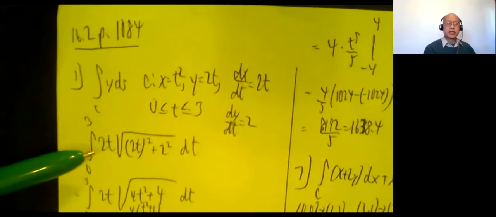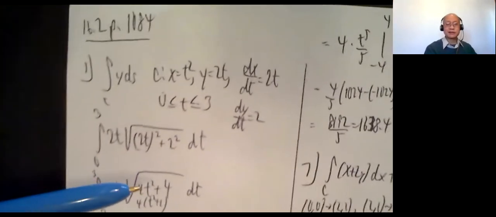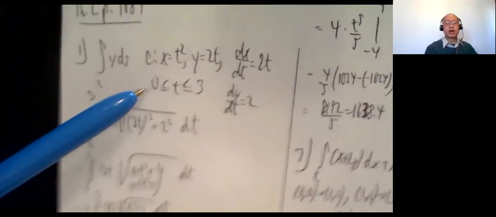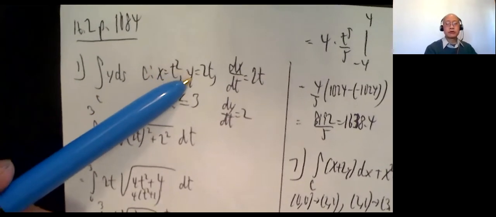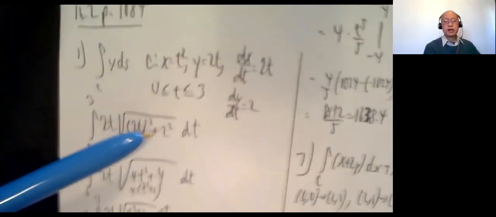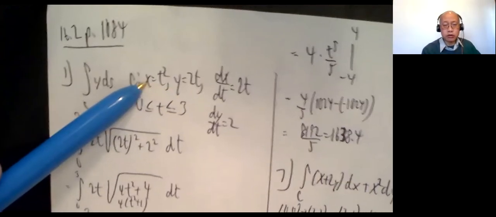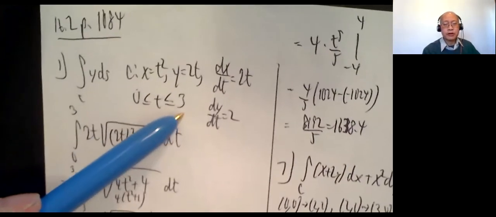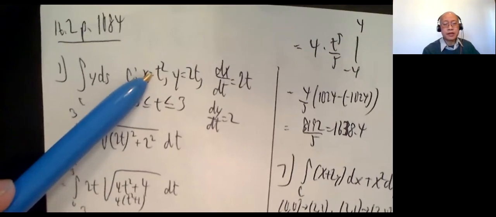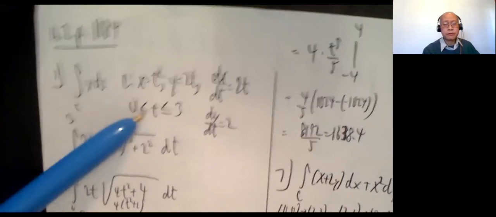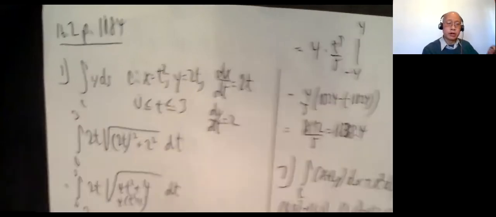Number one, integral along the curve C. We'll use C in general for a curve that includes straight lines. So that might be part of it. Integral of y ds, and here's the curve defined parametrically: x equals t squared, y equals 2t. t goes from 0 to 3. So this parametrically defines a curve, right? If you plug in 0, you're at 0, 0. If you plug in 3, you're at what? 9, 6. If you plug in 1, you're at 1, 2. If you plug in 2, you're at 4, 4, and so on. So it defines a curve.